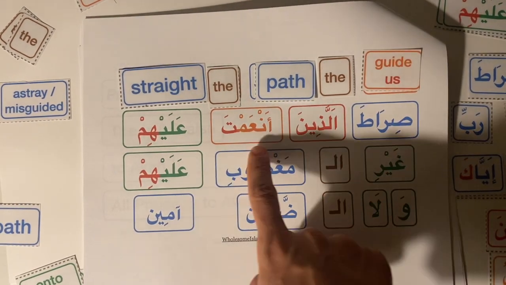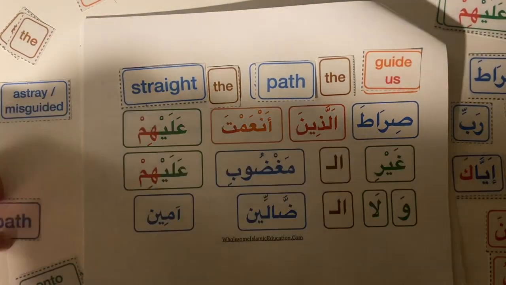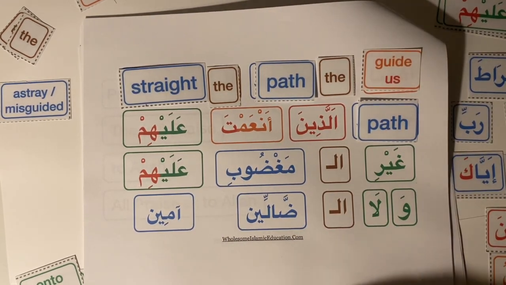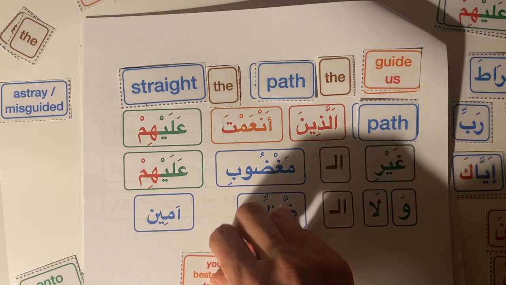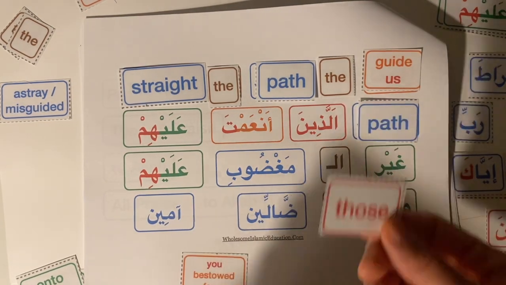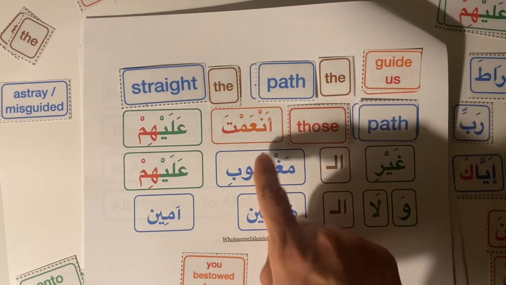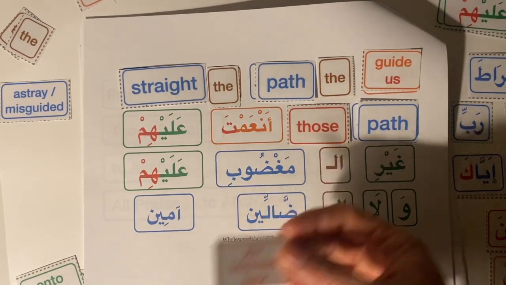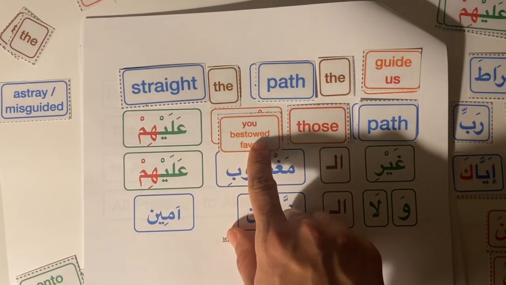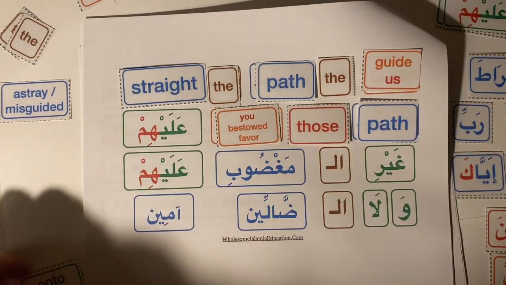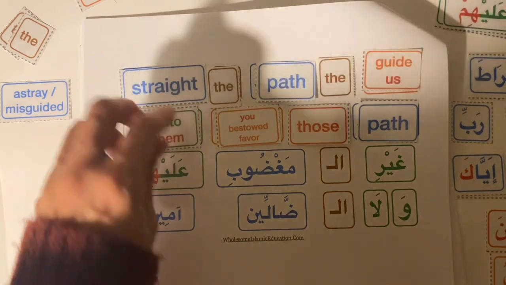Okay, sirat alladhina an'amta alayhim. Again, the word sirat, path, the path of those that you have bestowed your favor upon. Okay, so there's only one red word in the translation, those. So alladhina means those. An'amta, again, only one word left with red and orange. You bestowed favor, alayhim, onto them.